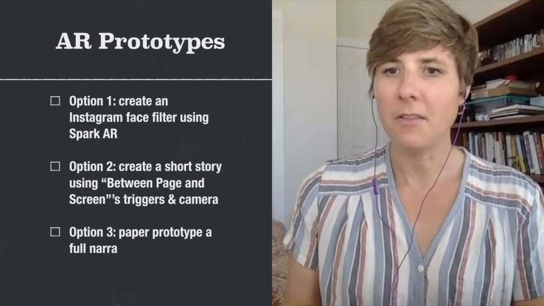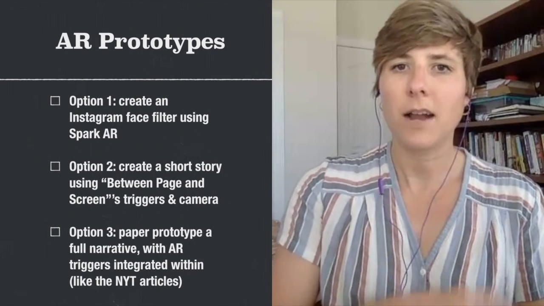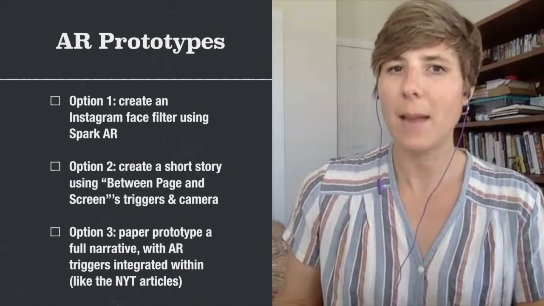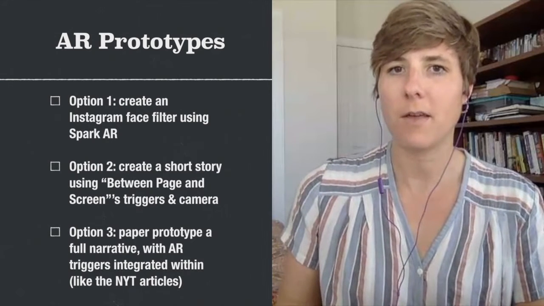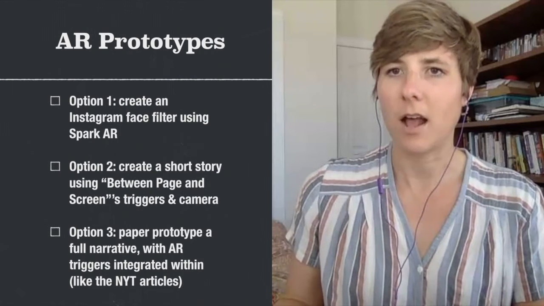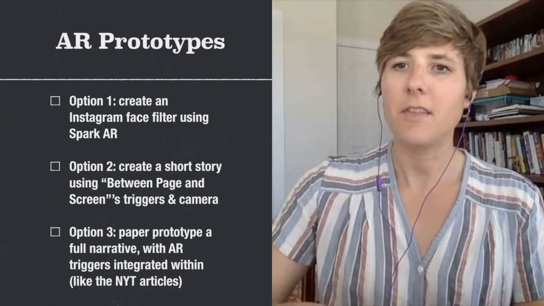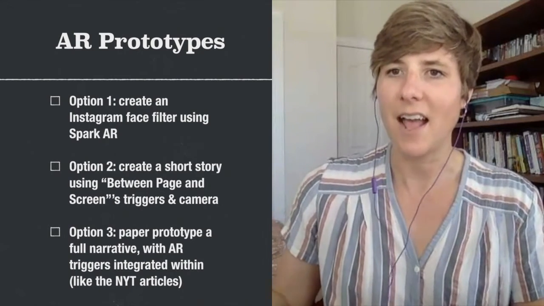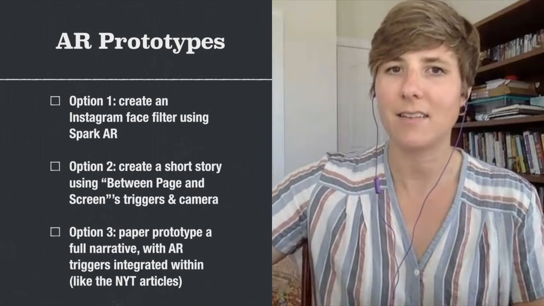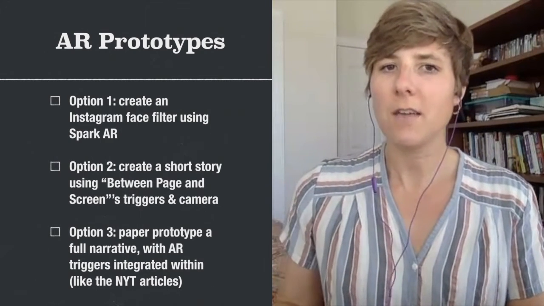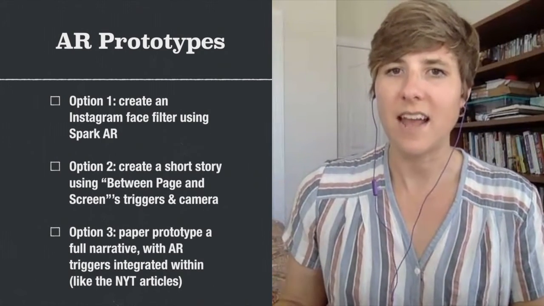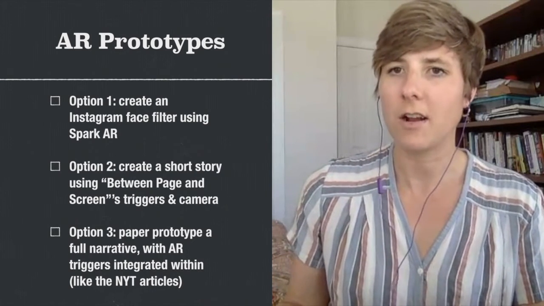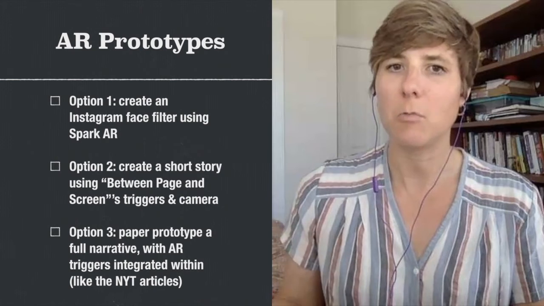And then finally, option 3 is to think more expansively and more narratively and create a fully fledged paper prototype of a narrative with augmented reality triggers like the New York Times journalism pieces. So this would be one where if you're thinking more on a narrative side and less interested maybe in the tech and more interested in the pre-tech design. So think of a story that you could tell or a story you could adapt, and then map out how and where you might include augmented reality triggers, what kinds of content you would augment, why you would augment it, and so on.